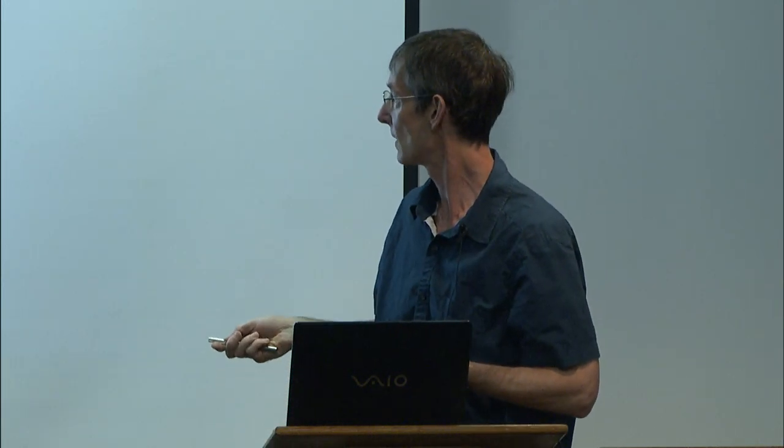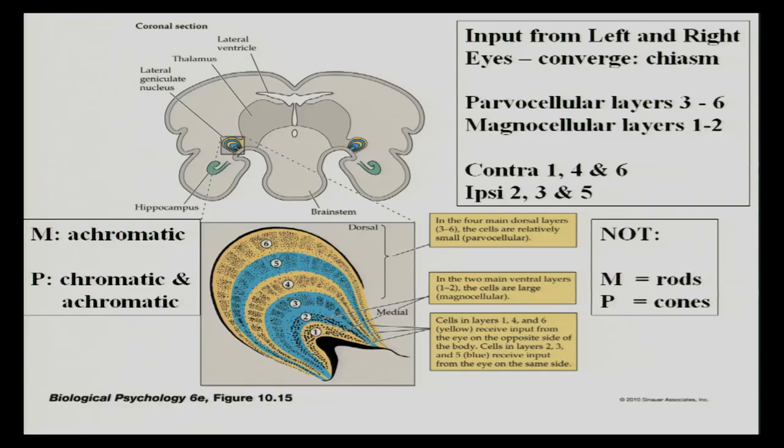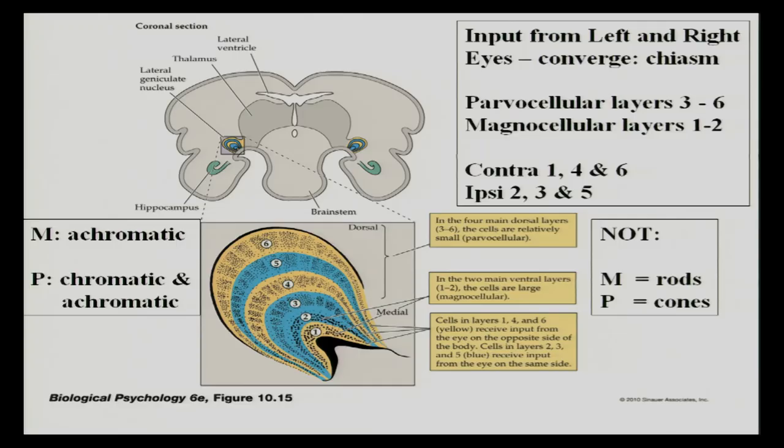Here we're talking about the human, and these divisions at the bottom have bigger cells, and they're called the magnocellular layers. So layers 1 and 2 are the magno. Layers 3, 4, 5, and 6 are the parvocellular layers, parvo being small, magno being big. You'll often see in your textbooks that these two divisions have quite different properties. Your textbook says that the M pathway is mainly associated with rods, and the P pathway with cones. That's wrong. The M pathway is equally associated with the cones. It's just associated with cones in a different way than the parvocellular pathway. It's cut off here, but it said M is achromatic and P is chromatic and achromatic. Chromatic means processing of color, and achromatic means processing of black and white.